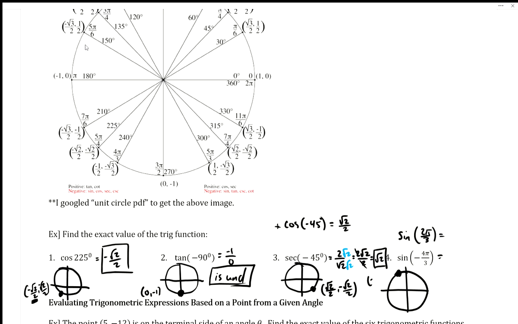and positive square root of 3 over 2. The sine function wants the y-coordinate of that terminal point, so our answer would be square root of 3 over 2. Okay, so maybe that's a little review. If not, there's tons of videos already in this playlist that have ways to go about this, so look for the unit circle videos or the other trigonometry introduction videos.